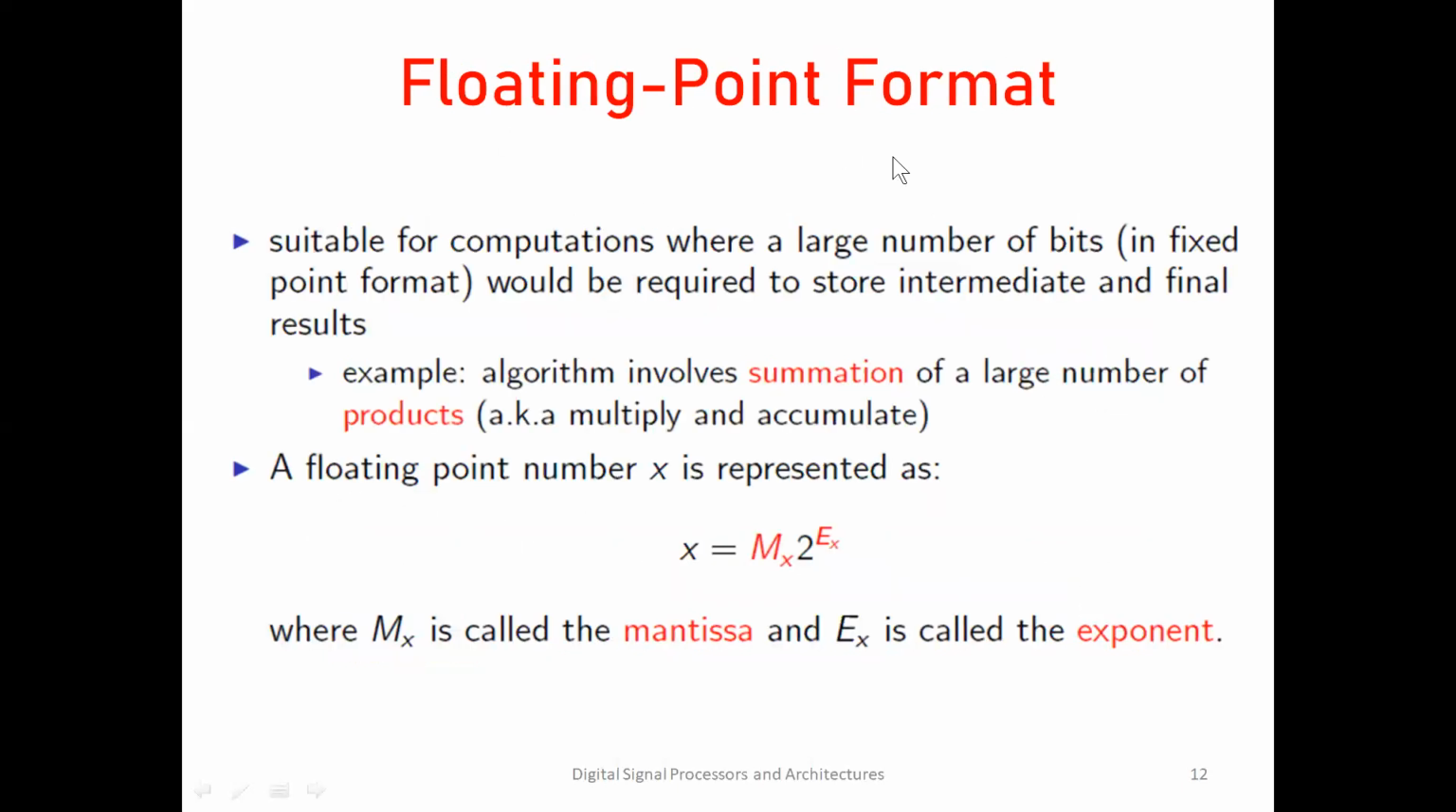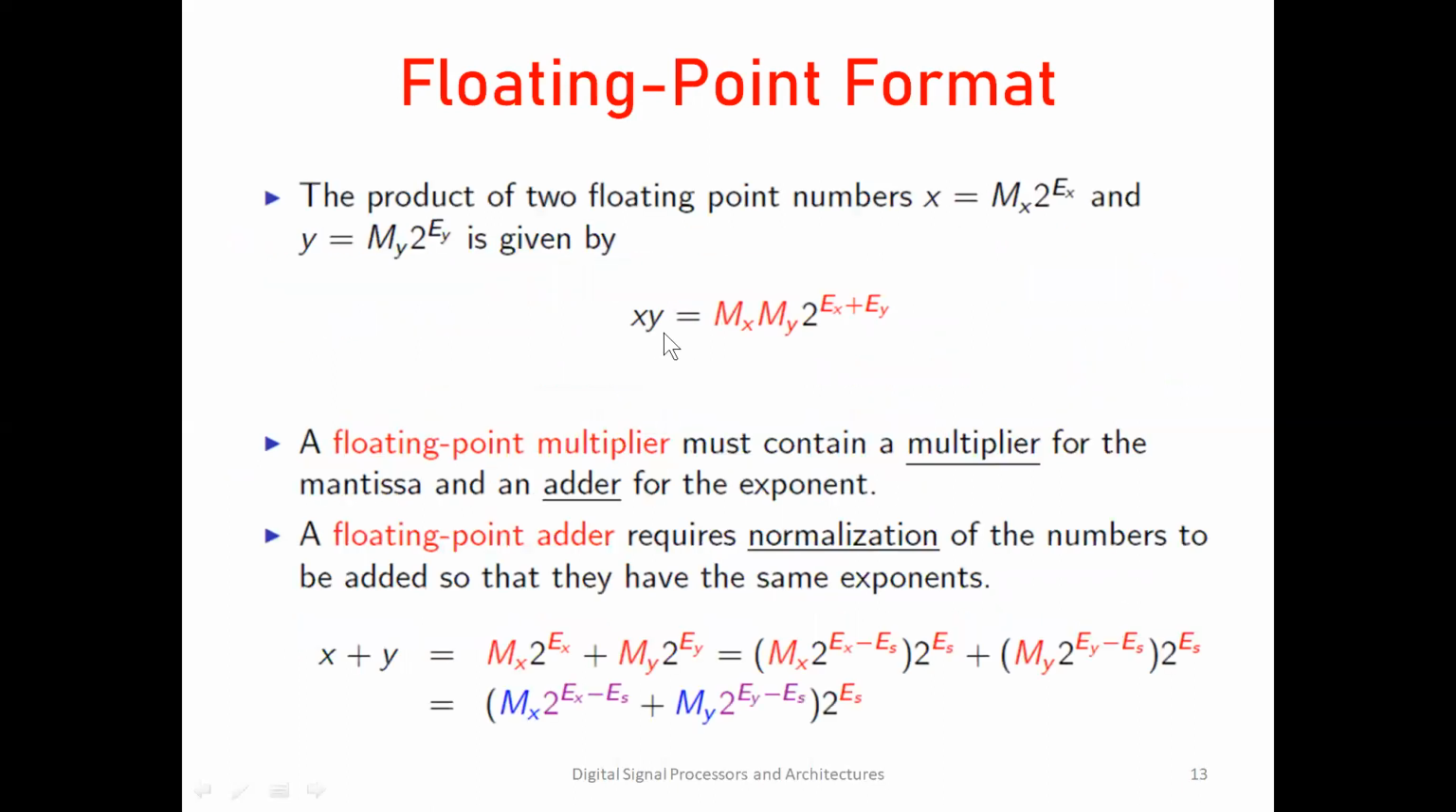Now when we talk about the floating point format, whenever we have a large number of bits to be represented, fixed point format is actually not sufficient, where we go for floating point format. The representation of floating point format is x equal to mx 2 power ex, where m stands for the mantissa and e stands for the exponent. So when we want to do the product of two floating point numbers, like x equal to mx 2 power ex and y is my 2 power ey.